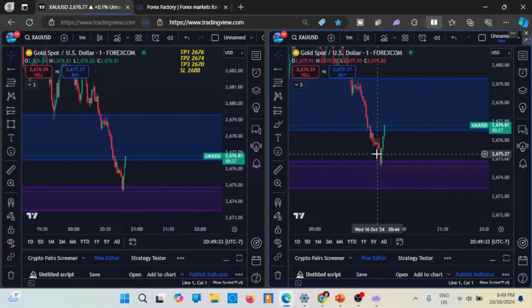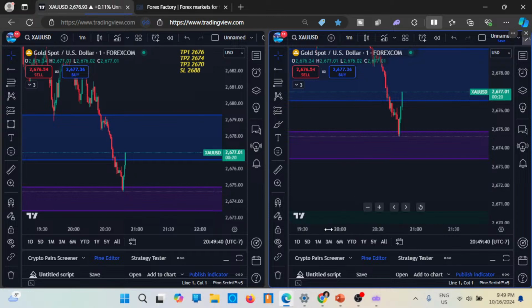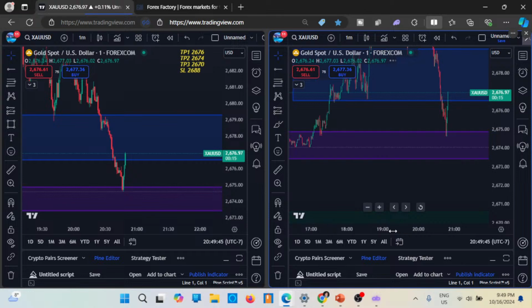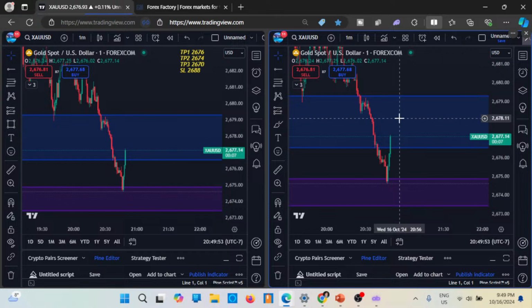I wouldn't buy yet. If you buy, just know it's a little bit risky, because your stop loss has to be at 26.73. So if you're comfortable with that stop loss and you want to still target 26.79, then go ahead and enter the buy. But if it's too huge, then just don't enter. Just wait for the next best opportunity to present itself.